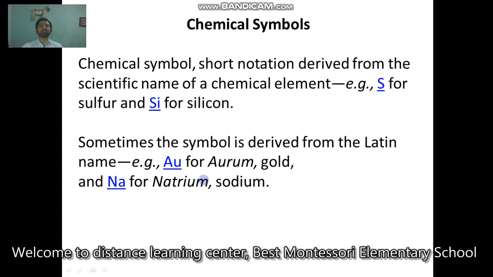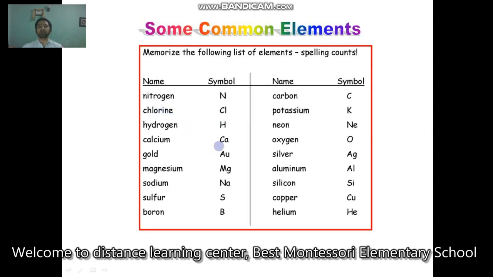What we have to keep in mind is that the first letter of the chemical symbol is always capital, and the second letter, or sometimes the third letter, is always a small letter. Look over here: oxygen is capital O. Silver is Ag, which is also derived from its Latin name. Look, the first letter A is capital and the second letter g is small.